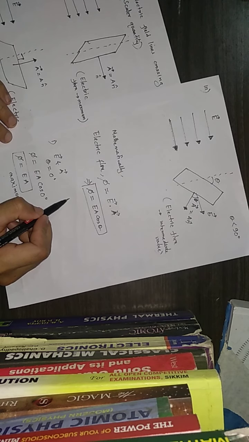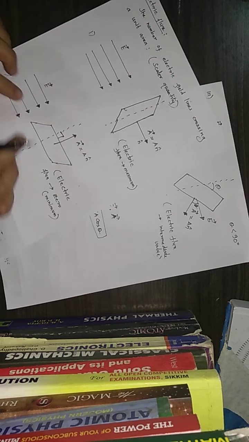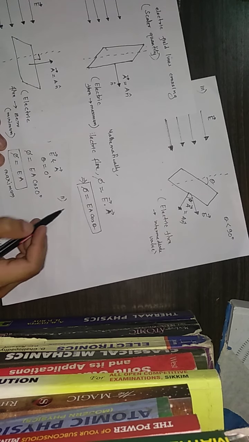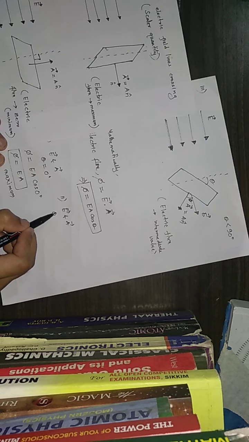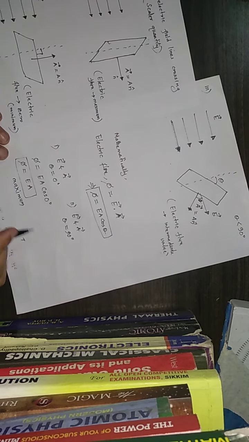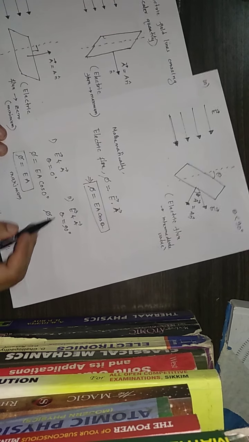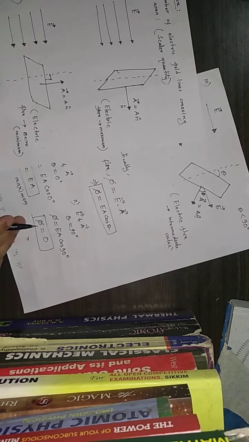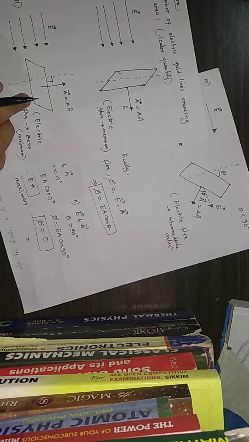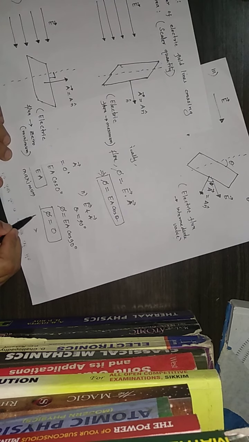In the second case, in this one, E and A are normal to each other. Between E and A, theta is 90 degrees. That means phi will be equal to EA cos of 90 degrees. Therefore, cos 90 is 0, so phi is 0 in this case. That means no electric field lines cross through this area. That means flux is minimum in this case.